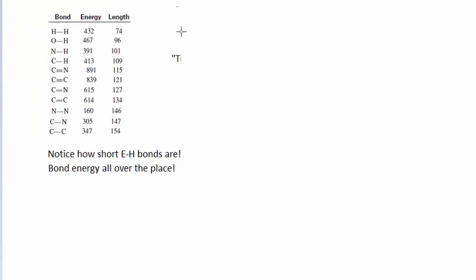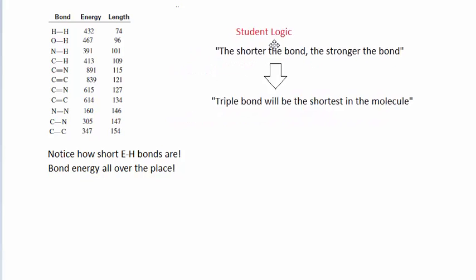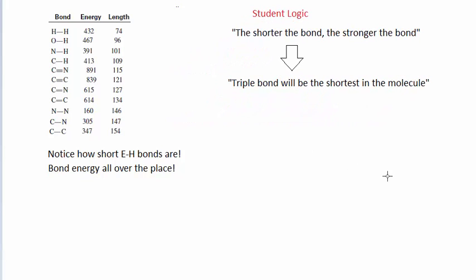So take a look at this. You'll see that we've arranged them in increasing bond length, and you'll see that the shortest bond is not the triple bond. The problem is that this is how a lot of students attack this kind of problem. A student will remember back in general chemistry where someone told them that the shorter the bond is, the stronger the bond is. And then their gut instinct will be that the triple bond must be the shortest bond in the molecule. After all, the triple bond is the strongest bond in the molecule.